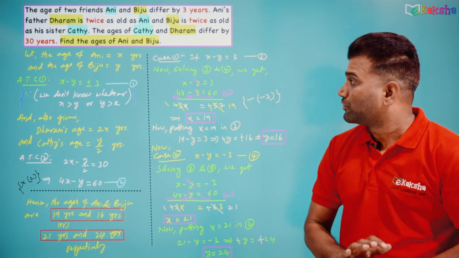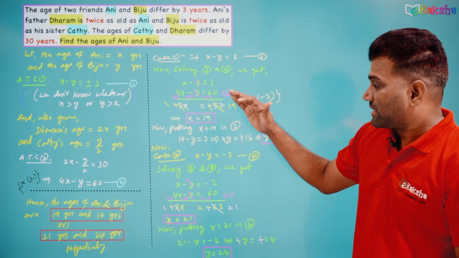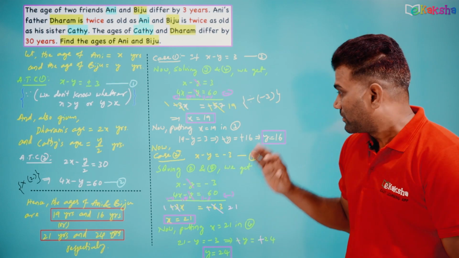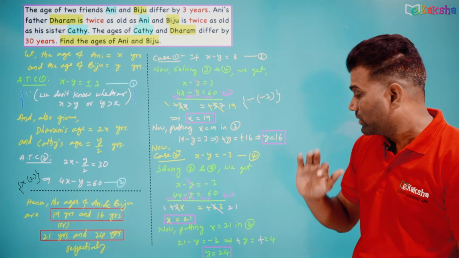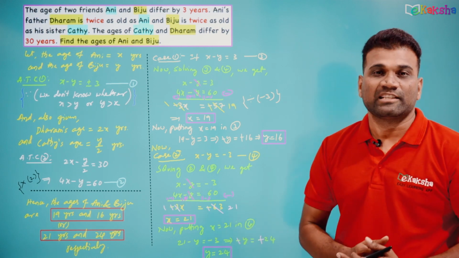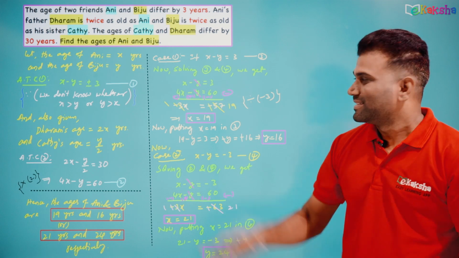So therefore the ages of Ani and Biju are either 19 years and 16 years respectively, or 21 years and 24 years respectively. Clear? This is it.